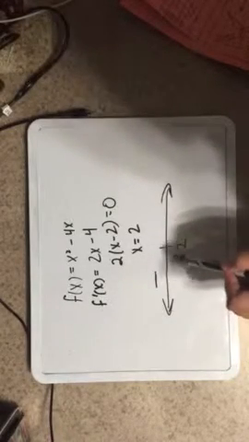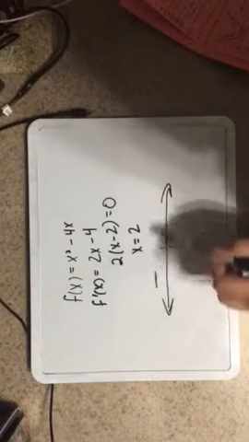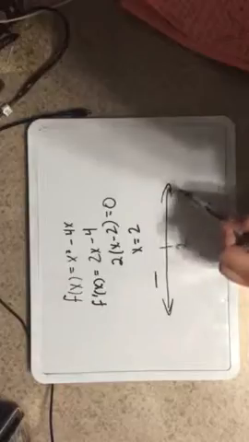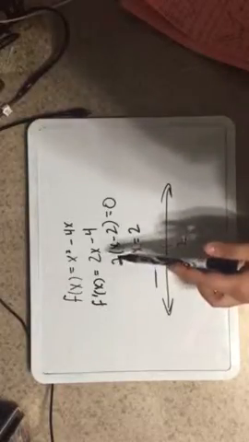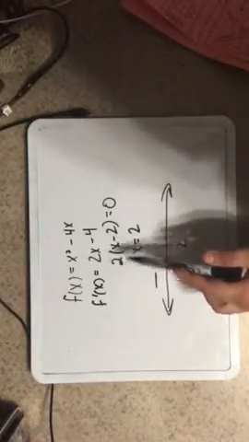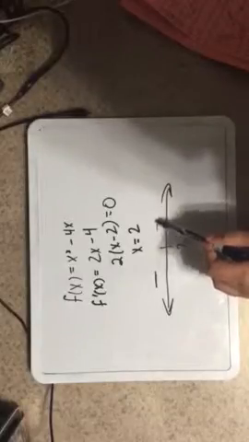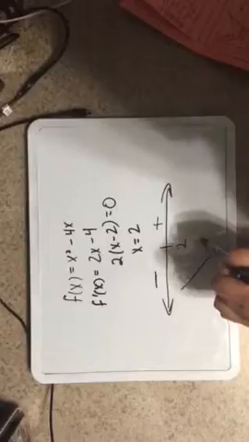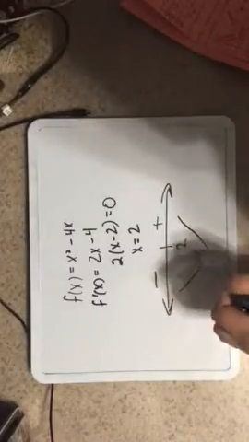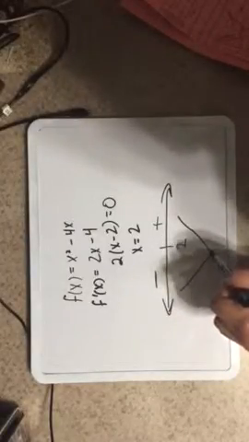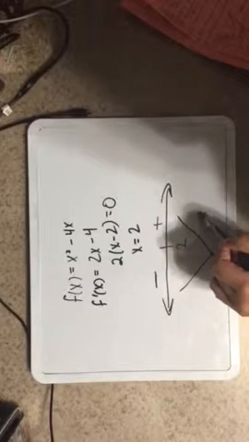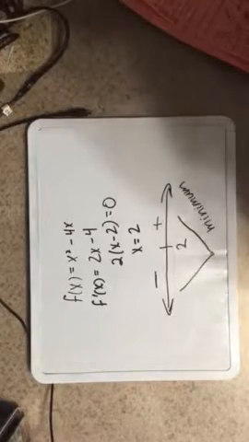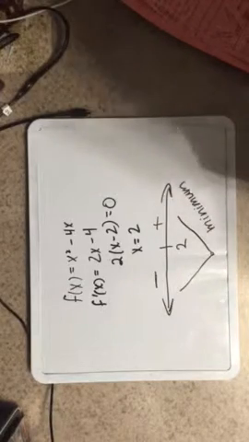And then let's put a number that's bigger than 2 back into f prime to find out what the sign is after 2. So we're going to put in 3, let's say. 2 times 3 is 6, minus 4 is 2. So you're going to get positive. So you know that your slope here is negative and your slope here is positive, decreasing and increasing. So that means you have a minimum. Sorry, my bad. Yeah, so that's why you have a minimum.